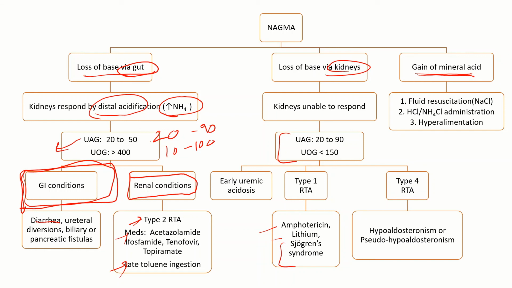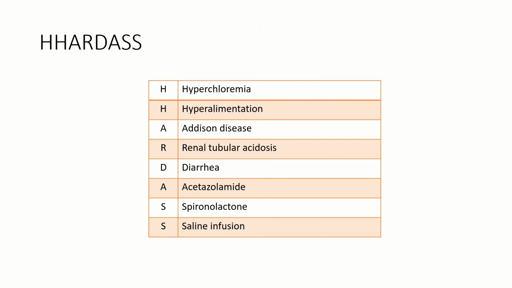The third cause could be gain of mineral acid. We can see this in fluid resuscitation with saline or HCl or NH4Cl administration, and also hyperalimentation. This is a mnemonic by which we can remember the various causes of non-anion gap metabolic acidosis. H stands for hyperchloremia, another H stands for hyperalimentation, then Addison disease, renal tubular acidosis, diarrhea, acetazolamide, spironolactone, and saline infusion.